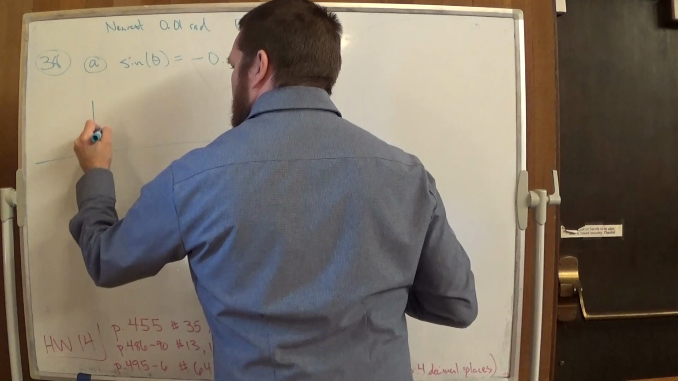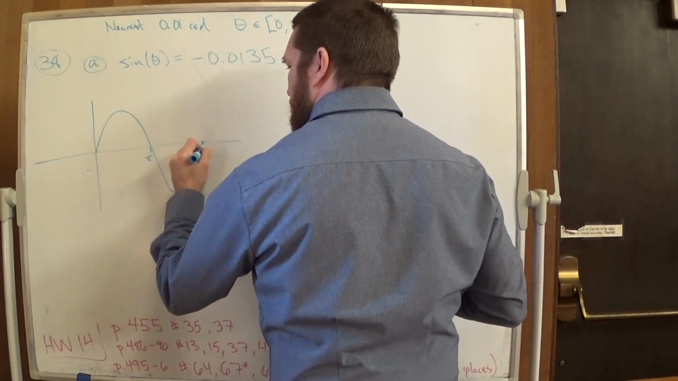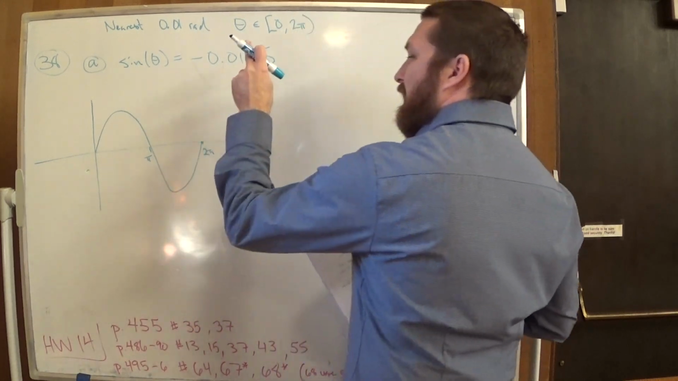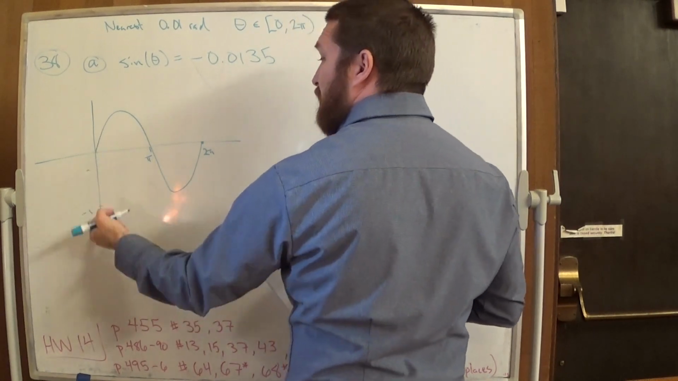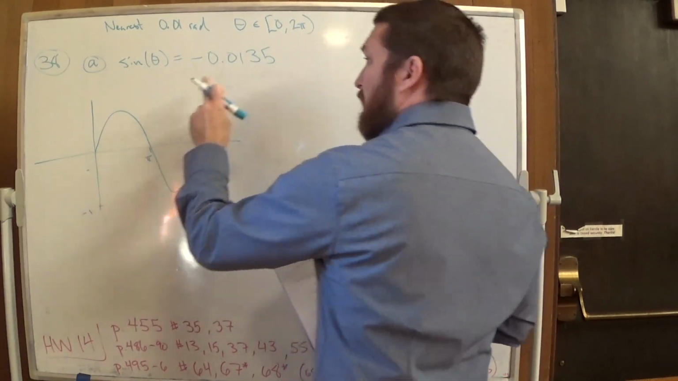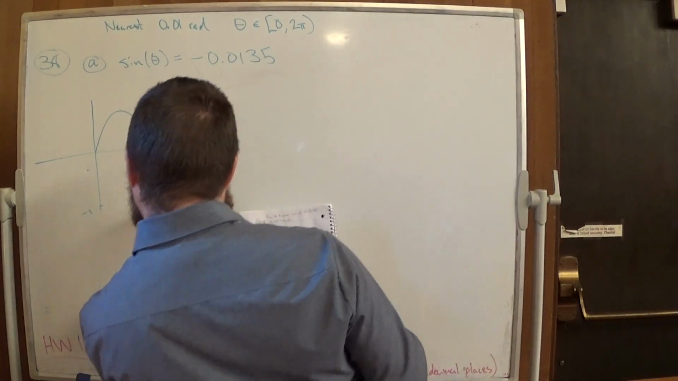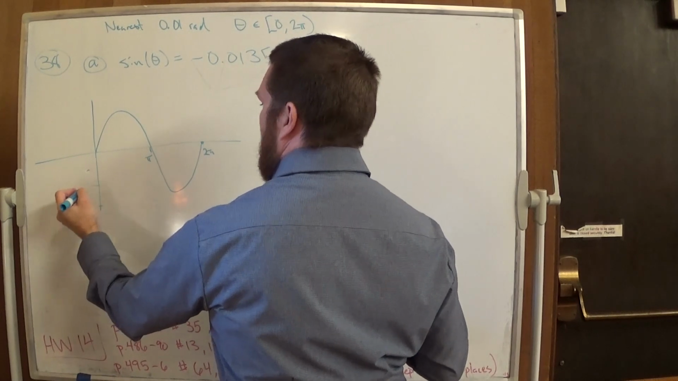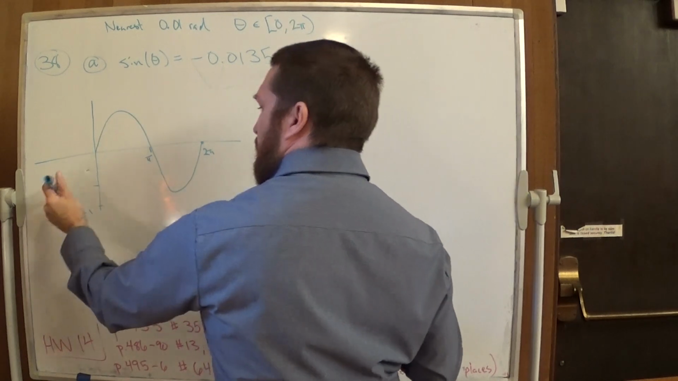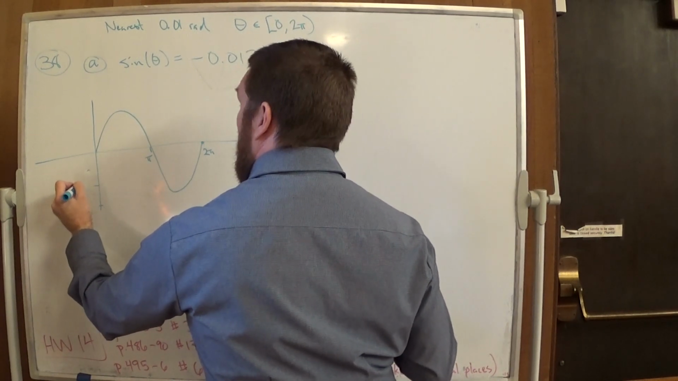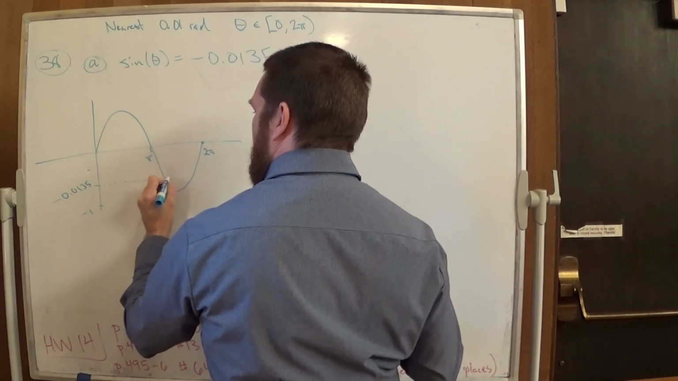Sine starts here, comes up, goes down, comes back up. There's pi, there's 2 pi. We have a negative value now, and I notice that that negative value is indeed between 0 and negative 1, so we're good to go. I'm just going to draw it, it doesn't matter where, I'm giving myself room. It should be way up here, but whatever. Negative 0.0135.